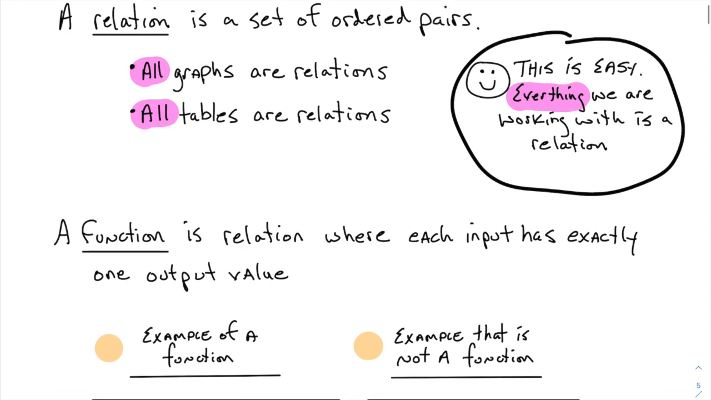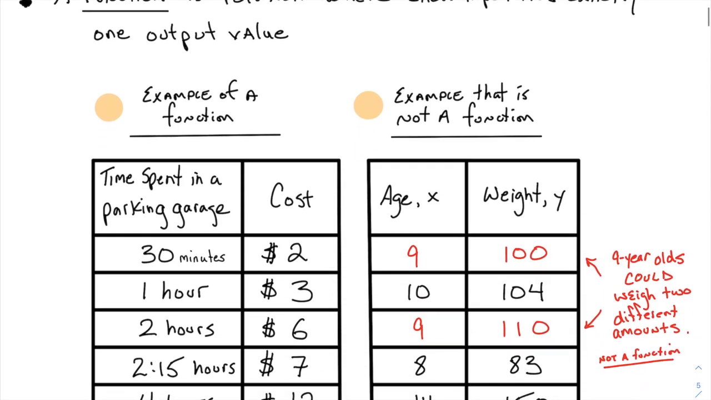A function, however, is a little different. A function is a special kind of relation where every input, that's the left-hand column in a table of two columns, has exactly one output value. Now let me see if I can show you examples to drive this point home.